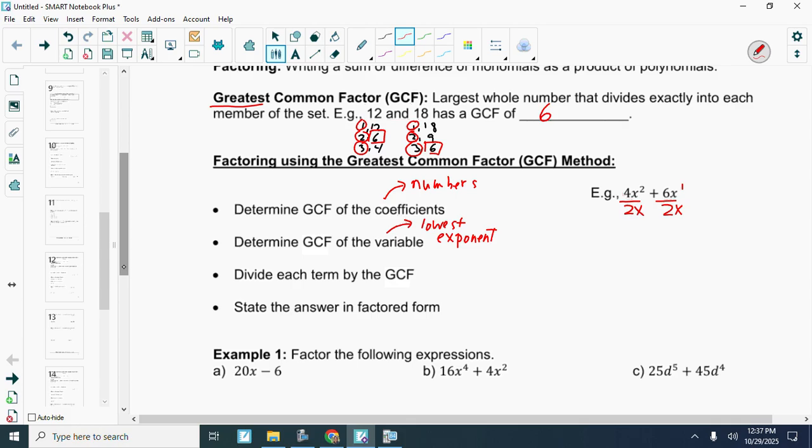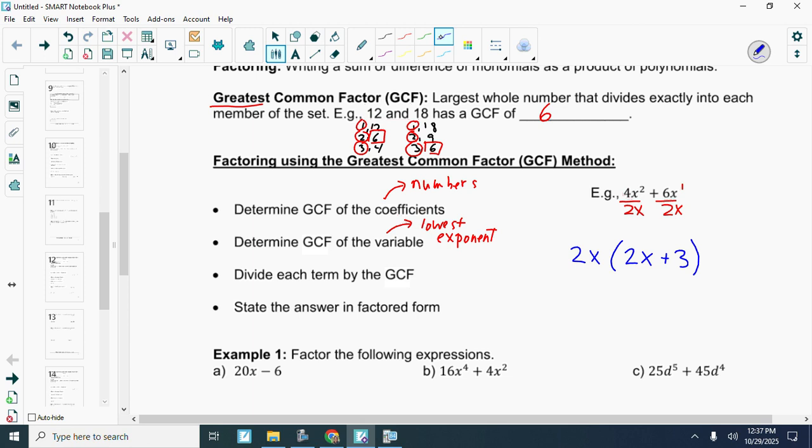Now just remember to take that number and put it out in front. Okay, and then you actually can do the division. 4 divided by 2 is 2. X squared divided by x gives you x. 6 divided by 2 is 3. Okay, and x divided by x is, well, just 1. So the x's cancel out.